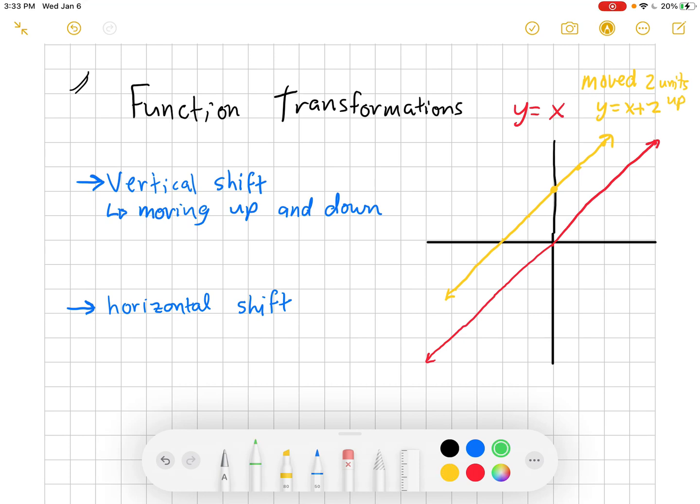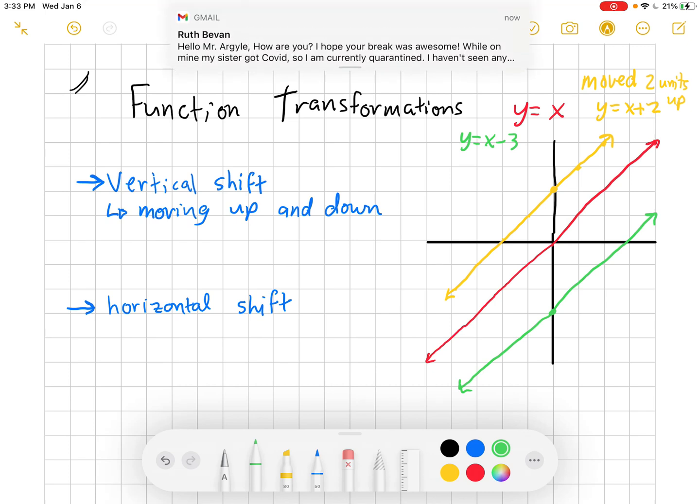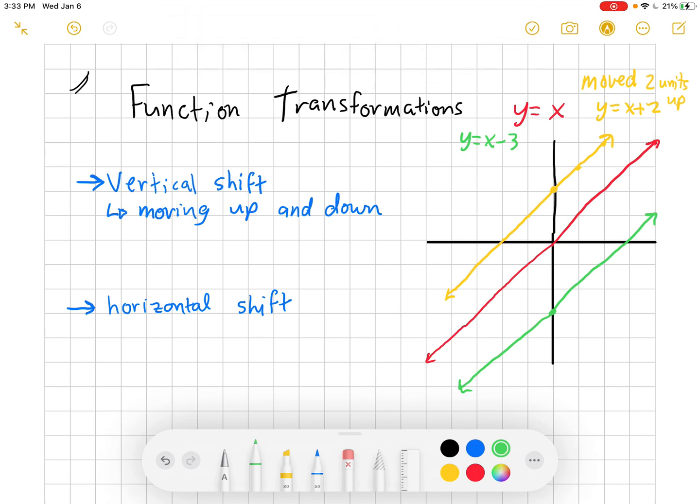Similarly, I could do the same thing with, say, y equals x minus 3. Our y-intercept would be -3. We have the same slope, and it's going to look something like that. Compared to the parent function, y equals x, I would say that we would have shifted down 3 units.